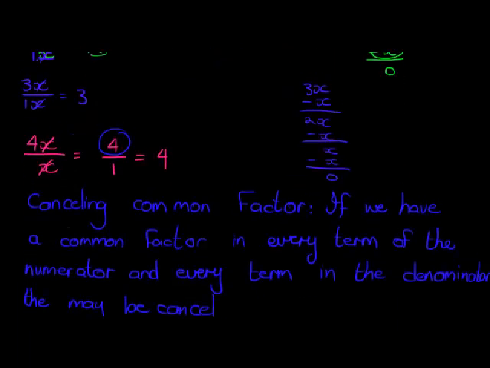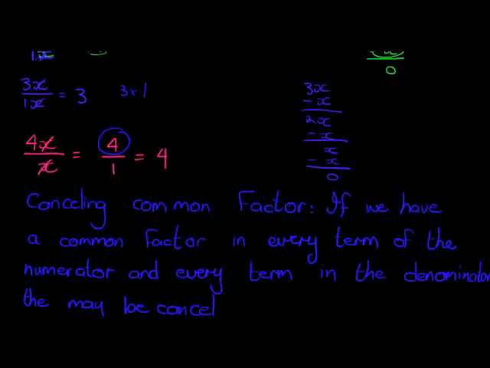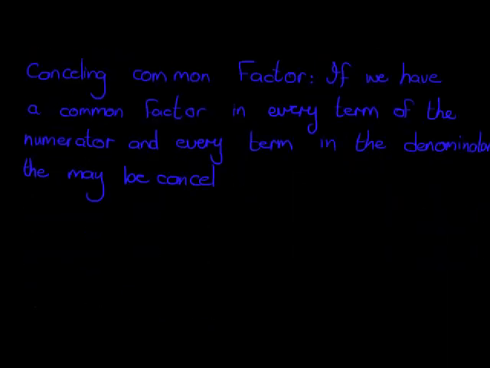So this actually becomes 3 times 1, which is just 3. Now we can expand this to other factors as well, so cancelling common factors. And remember that it is important that it appears in every term of the numerator. It must be a factor in every term of the numerator and denominator.